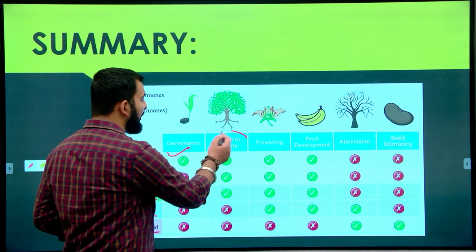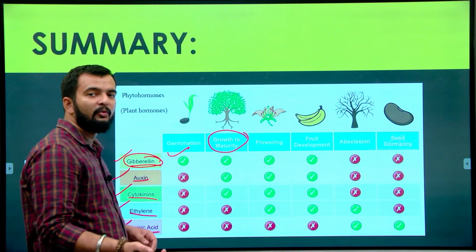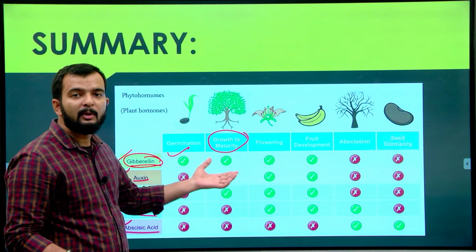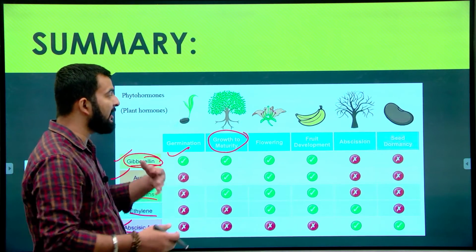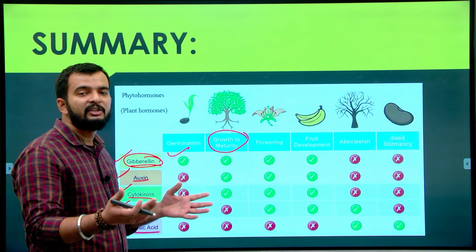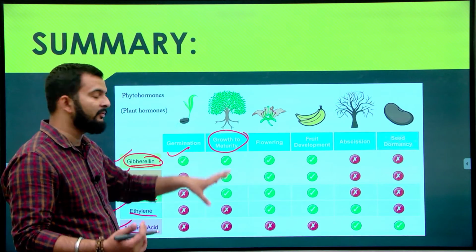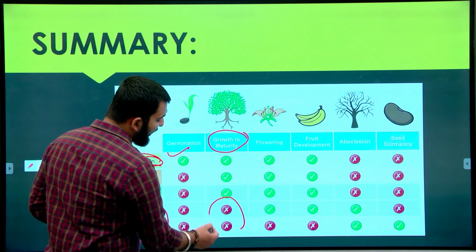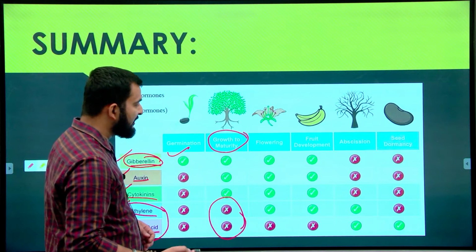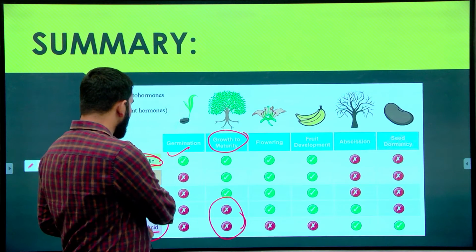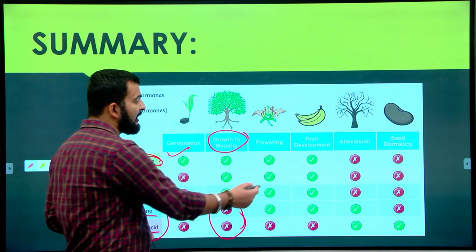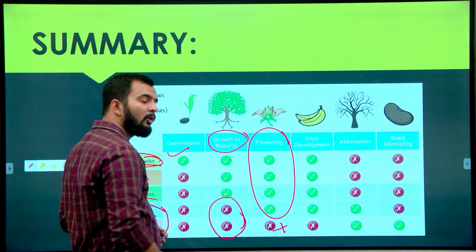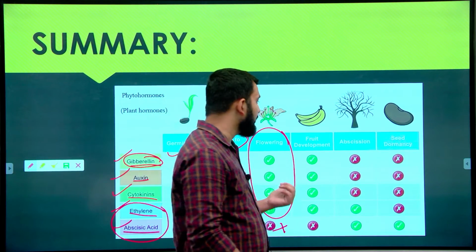While for growth to maturity, that is the overall growth of the plant, gibberellin, auxin and cytokinin will promote growth of the plant, both laterally, that is branching out, and height will be affected in one way or the other. But ethylene and abscisic acid do not have any effect on the growth of the plant. Then flowering: gibberellin, auxin, cytokinin and ethylene will affect the flowering process, but abscisic acid has no effect on flowering.